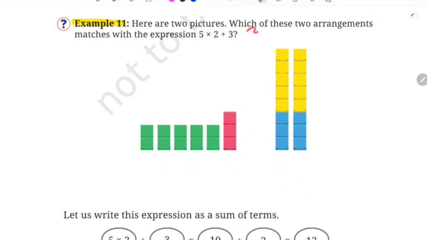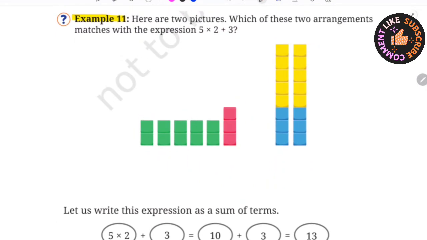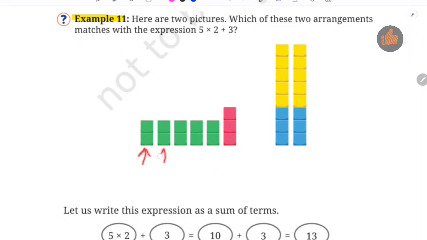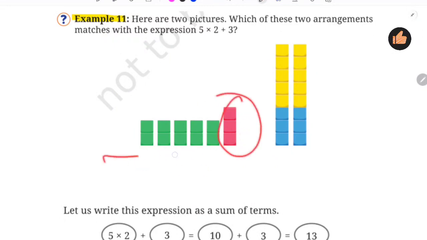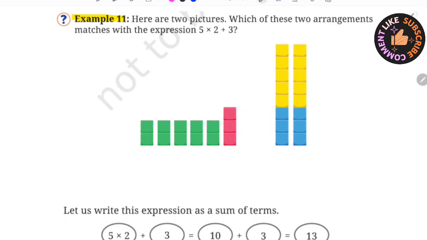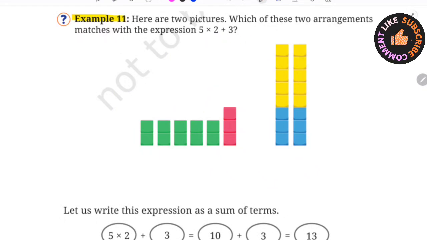Another example, here are two pictures. Which of these two arrangements match the expression 5 multiplied by 2 plus 3? 5 multiplied by 2 is one term, plus 3. So which one are you having? If you see here, 2 in each pair, and there are 5 pairs. So 5 multiplied by 2 plus 3, this one is the correct arrangement.